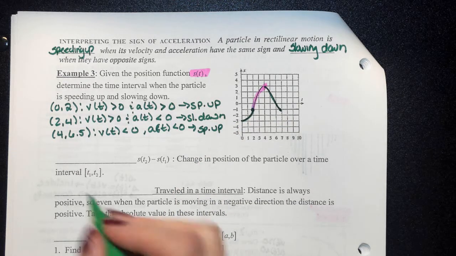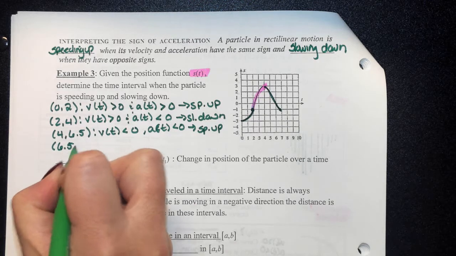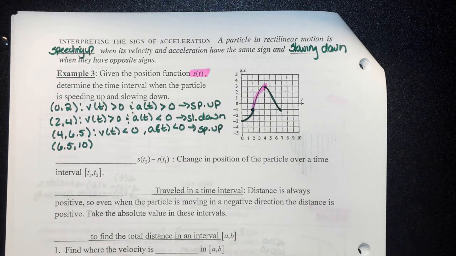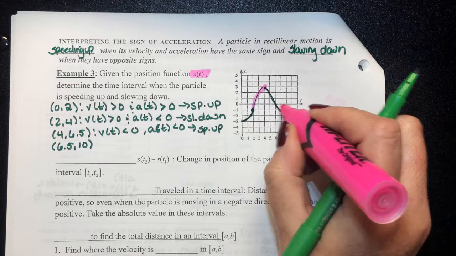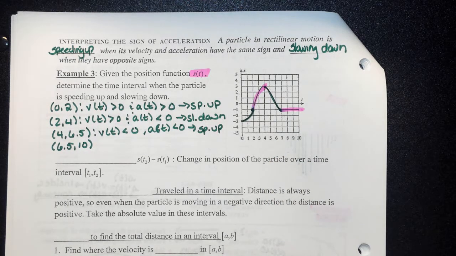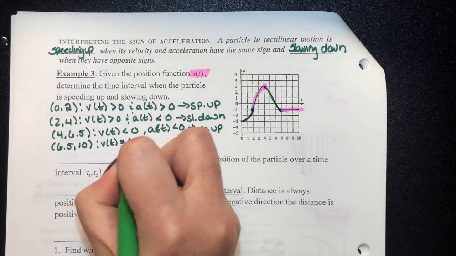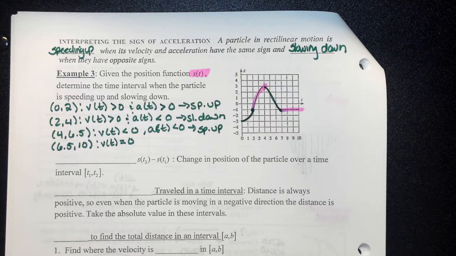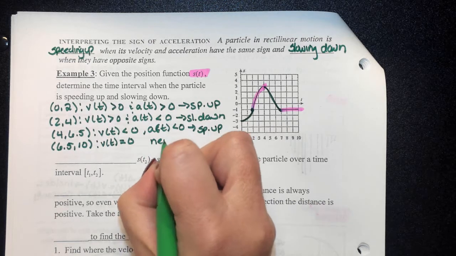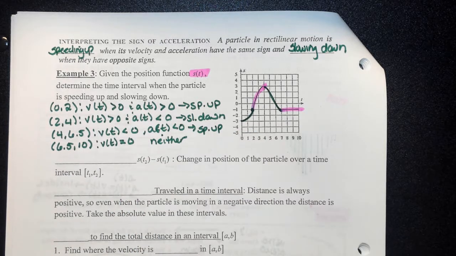And then finally from about 6.5 to 10. What's happening with my velocity there? It's constant. So v of t is actually equal to 0. So is this object going to be speeding up or slowing down, or neither here? Neither. So any questions, ladies and gentlemen, when you are given the graph of the position function, on how you can determine whether or not an object is speeding up or slowing down when you look at the velocity or the acceleration?